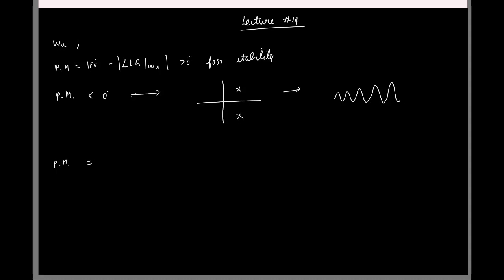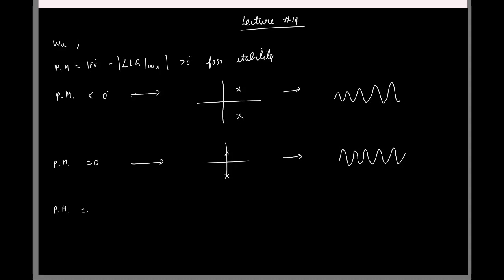Say phase margin equal to 0, what can you say about the closed loop poles? On the j omega axis. And then you will have sustained oscillations like this. And of course, if phase margin is greater than 0, the system is stable.